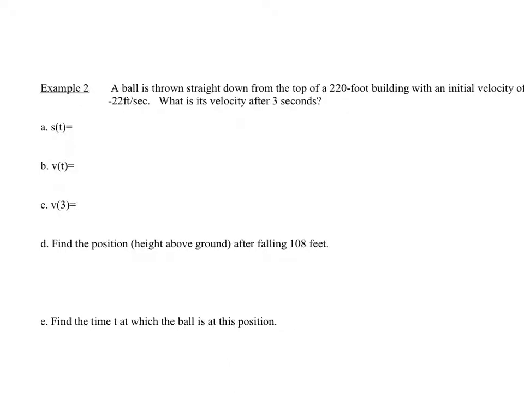It's not a big deal because it's being thrown straight downward from the top of a 220-foot building. So that would be my s naught. Initial velocity is going to be negative 22. Sometimes they say 22, but since it's being thrown straight down, you have to know that that means it's going to be negative.